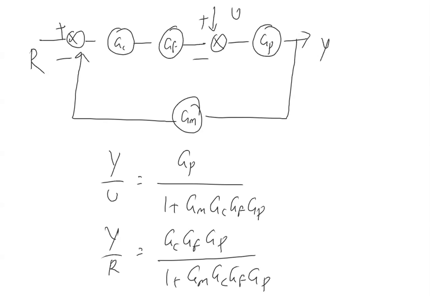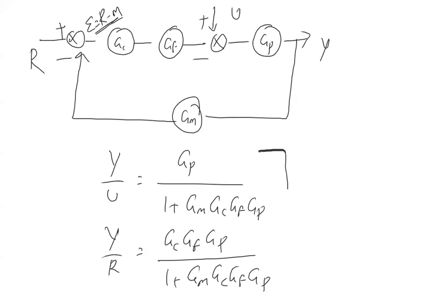So what is the significance of plus and minus? For chemical systems, it is negative feedback because the error generated is R minus M. This is called a negative feedback system. In electrical engineering, electrical engineers also study control, but they study positive feedback also.